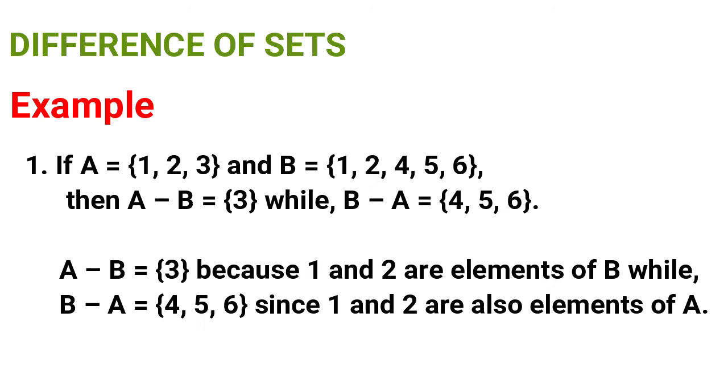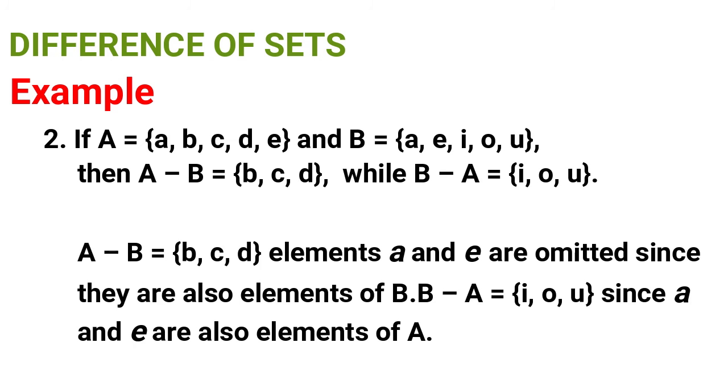Example. Number 1. If A is equal to {1, 2, 3}, and B is equal to {1, 2, 4, 5, 6}, then A minus B is equal to {3}, while B minus A is equal to {4, 5, 6}. In example 1, A minus B is equal to {3} because 1 and 2 are elements of B, while B minus A is equal to {4, 5, 6}, since 1 and 2 are also elements of A.